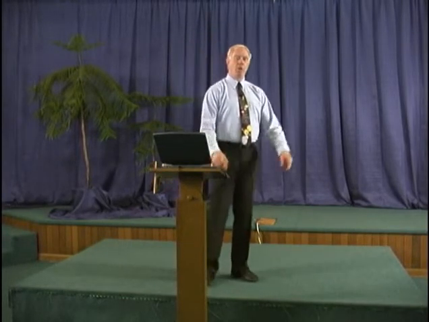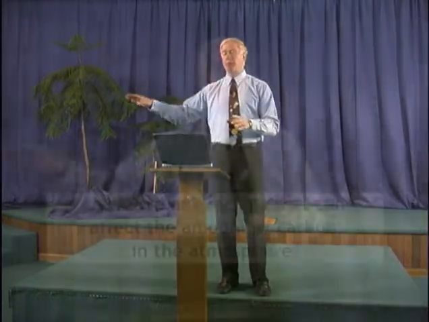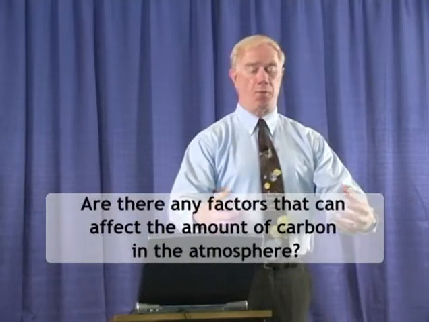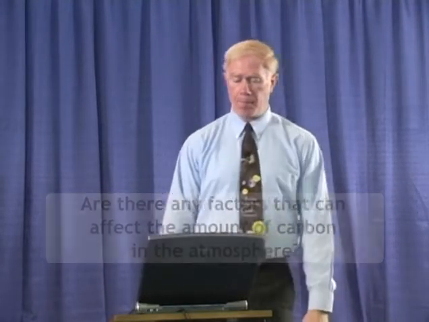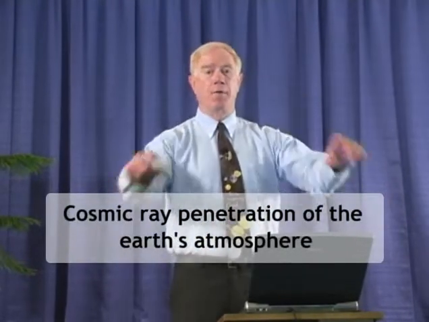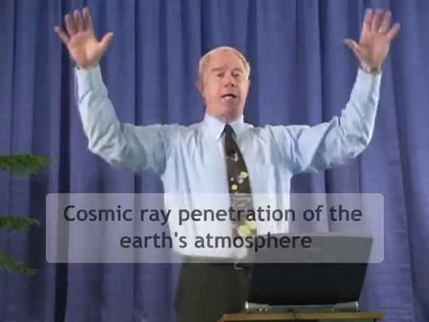Now, we know the production rate is much faster than it's being removed, but are there any factors that could affect the production rate? And yes, there are. Factors that could affect the production rate include cosmic ray penetration of the Earth's atmosphere. In other words, if there's something out there that affects the amount of cosmic rays striking the upper atmosphere, that would change the amount of carbon-14 being produced.